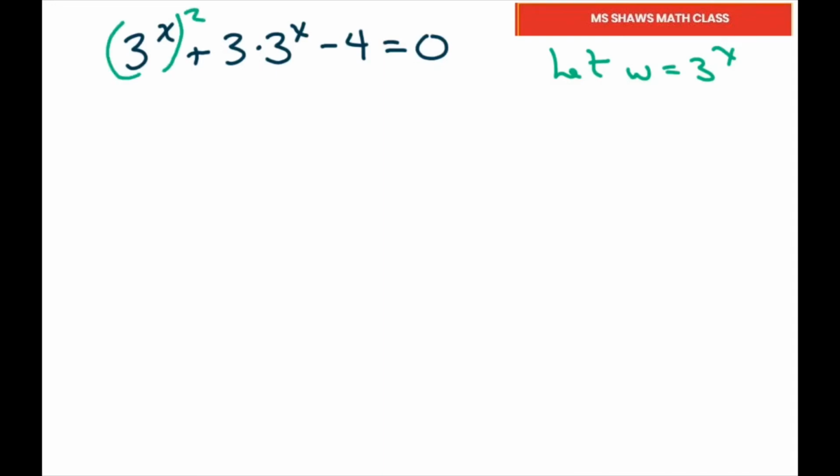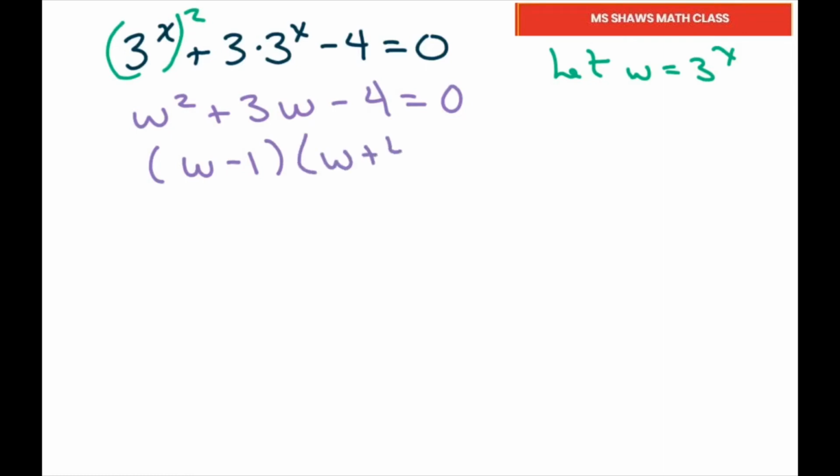So let's write it out. We have w squared plus 3w minus 4 equals 0. And then you factor that, and you're going to get w minus 1 times w plus 4 equals 0. So you get w equals 1, or w equals negative 4.